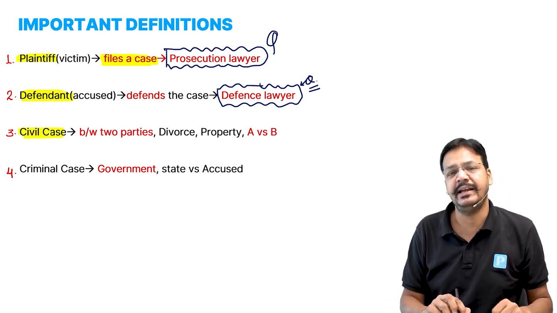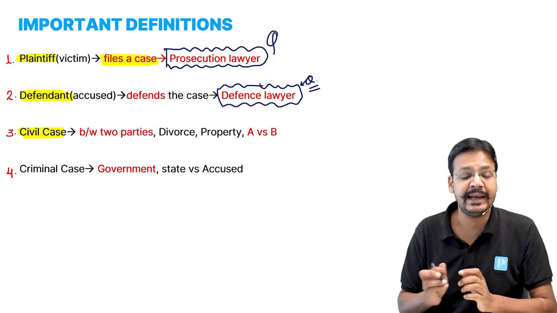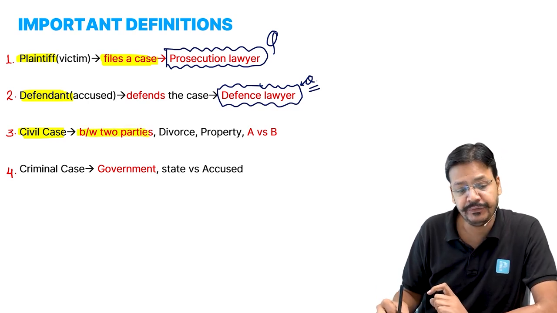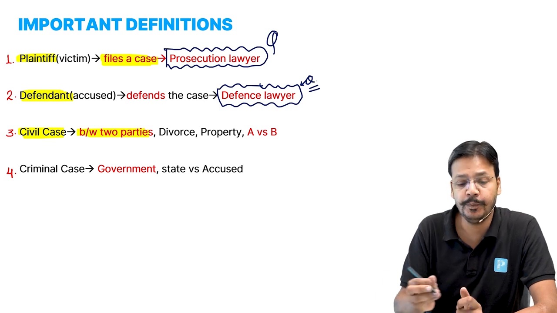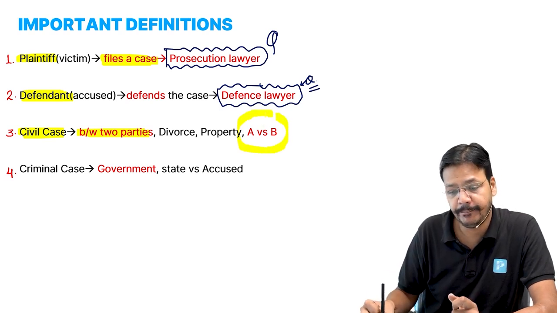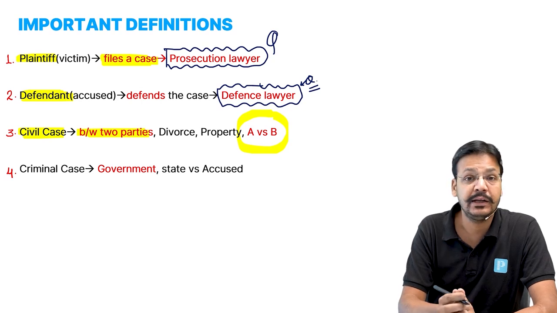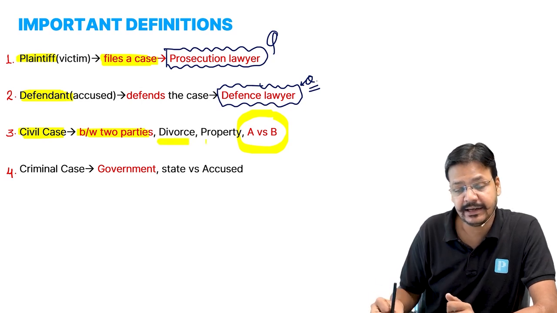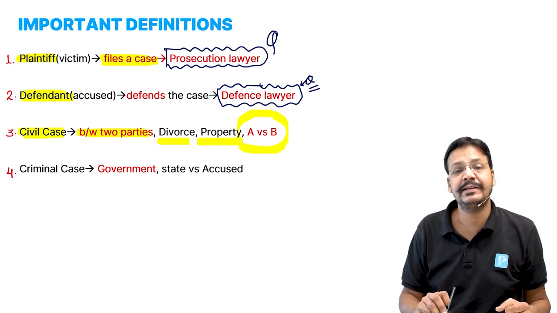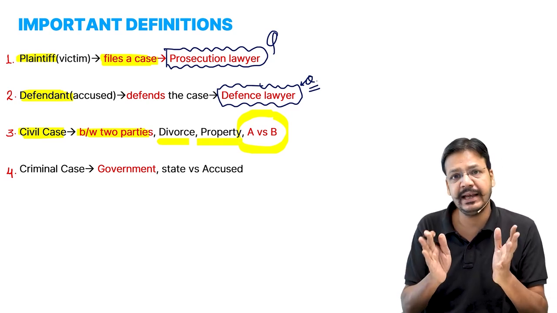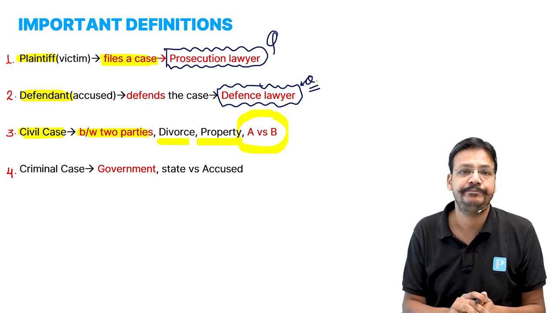What is a civil case? A civil case is a case which is always between two parties. For example, one party is A and another party is B: A versus B, Ram versus Shyam, that is a civil case. Civil cases are divorce or property dispute cases. So a civil case is a case between two parties.